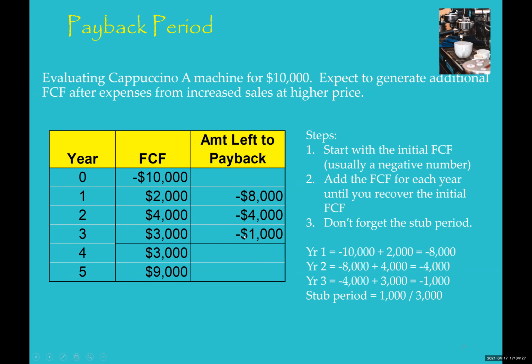So to find that stub period, take the absolute value of 1,000, in other words, ignore the negative, and divide it by 3,000, which I do here. So for this project, purchasing Cappuccino A machine, you expect that you will break even, or in other words, pay yourself back in 3 1/3 years.